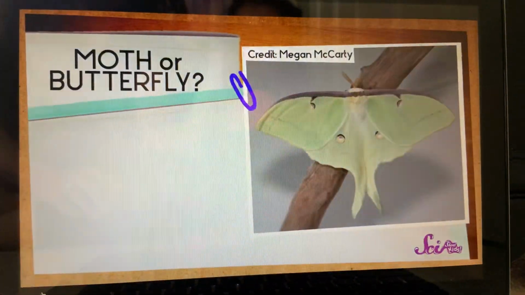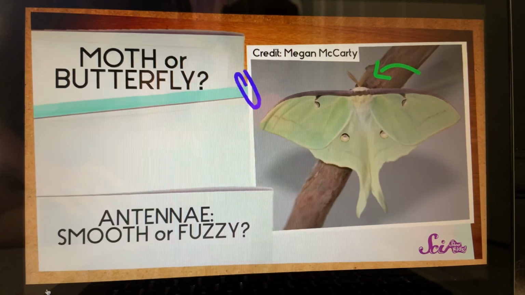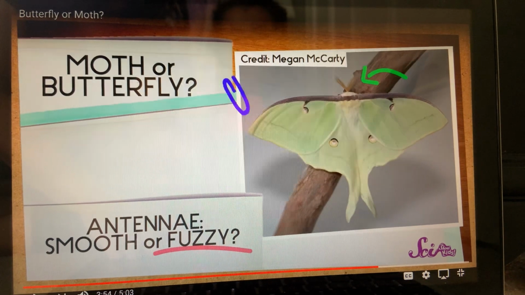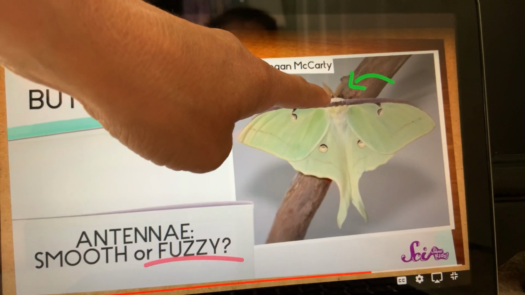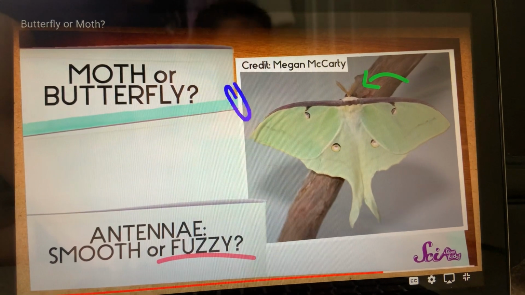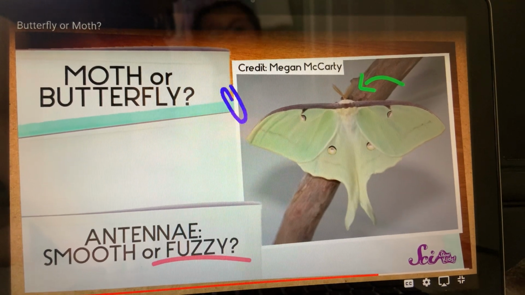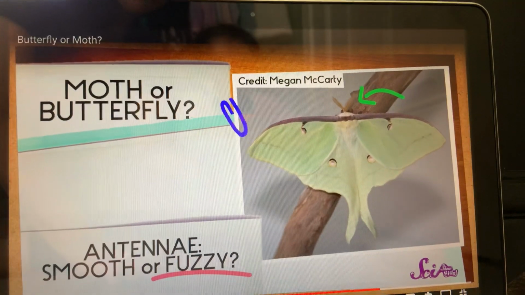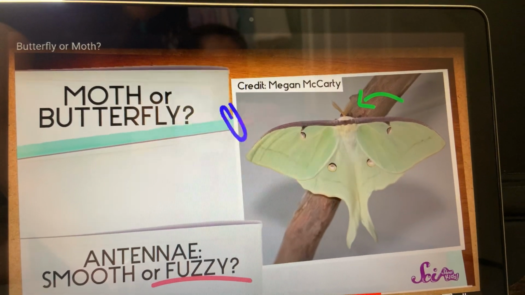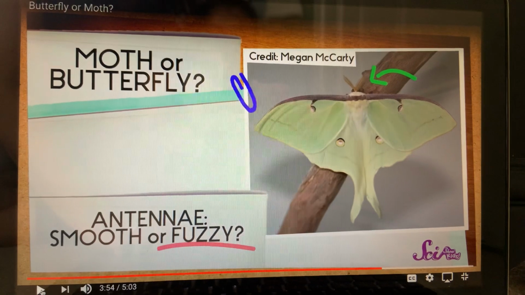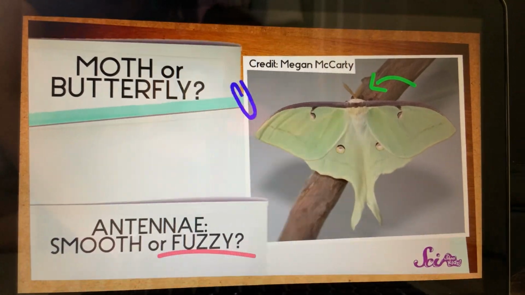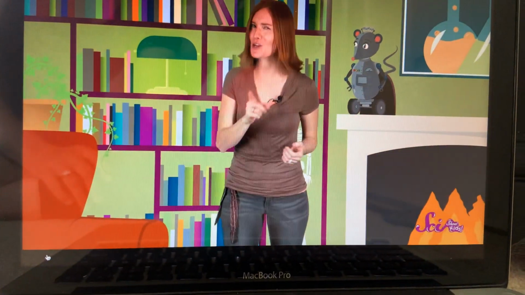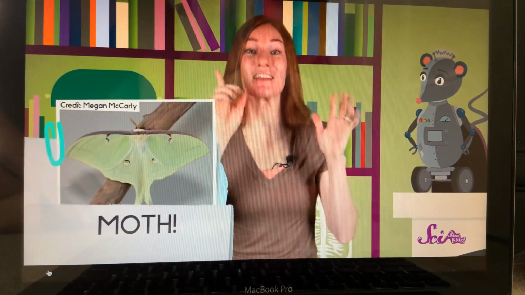Let's try another one. Wow, that's pretty. Take a look at these antennae. They look like tiny feathers. So what does that make you think if they look like tiny feathers? Is that a butterfly or a moth? You're thinking it's nighttime? So who comes out at nighttime, Bella? Butterfly or moth? Moth. Those wings are laying flat against its back. I'm pretty sure that this is a moth. Yes, it's the Luna moth.